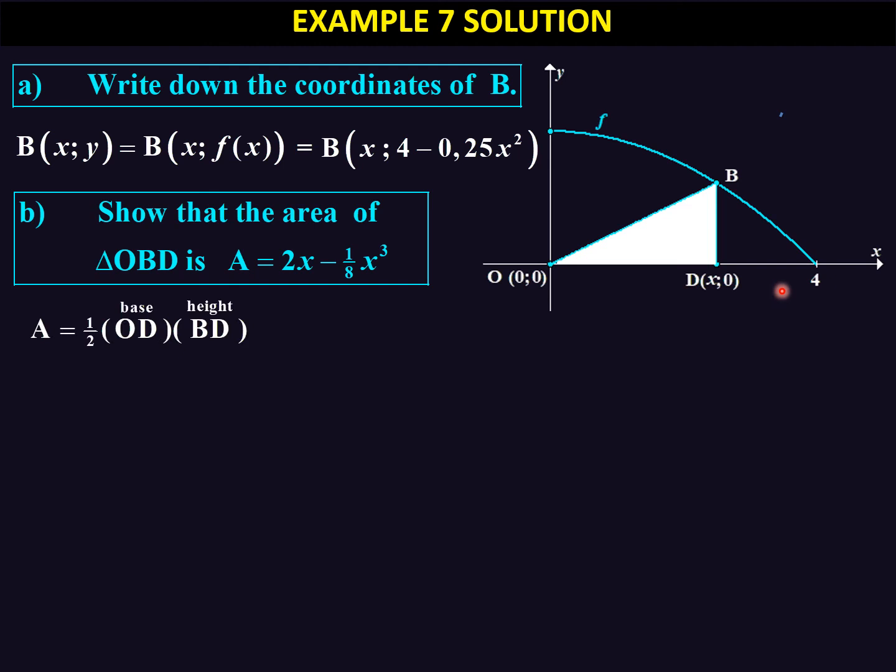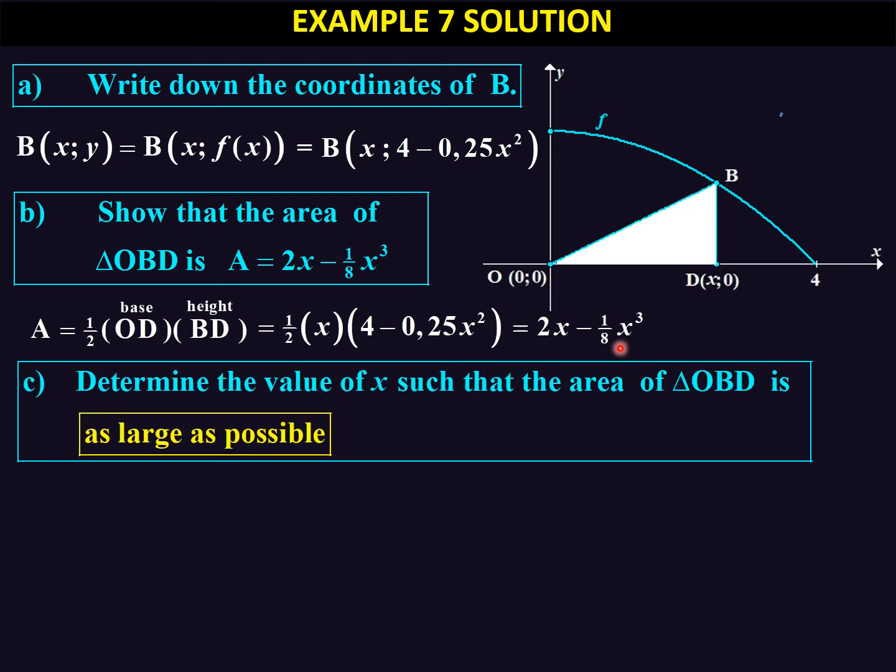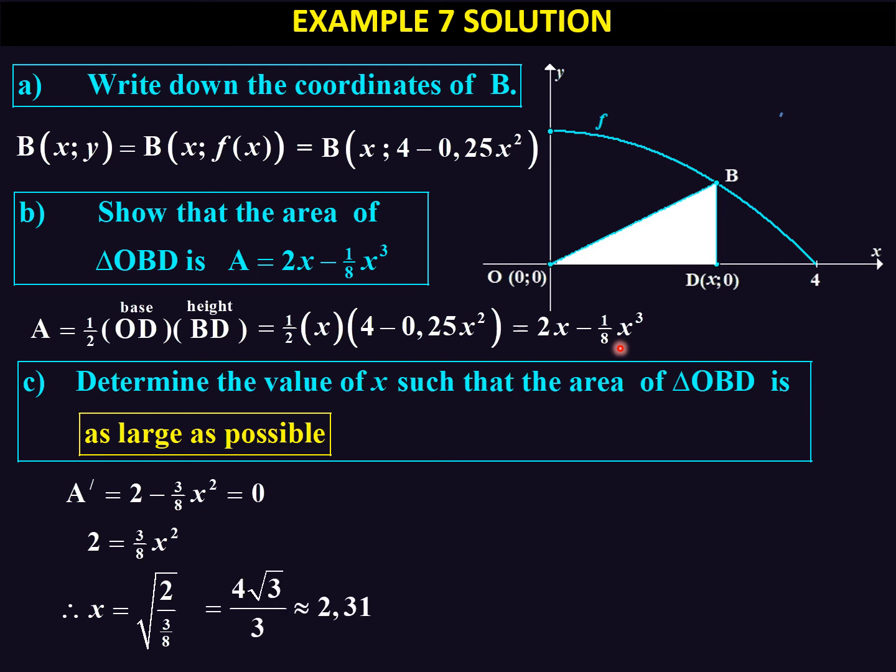Let's do that. OD, what is OD? If we look at OD, OD is x. If we look at BD, BD is 4 minus 0,25x squared. We then want to optimize it as large as possible, the maximum. We differentiate it. There we've differentiated, an easy quadratic. Make x squared the subject and find the x value. Some simple calculator work. There's the exact value.